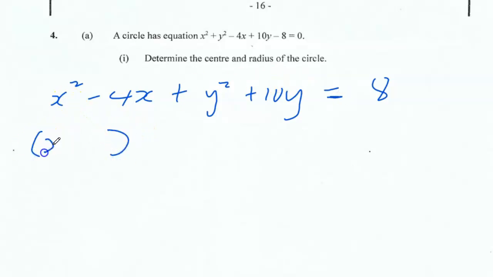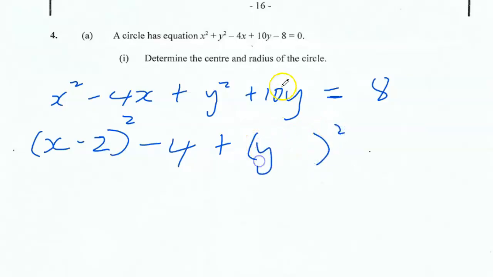So x, split the b in 2, minus 2 squared, and notice when you expand, you have x squared minus 4x plus 4. So we subtract the 4 because we only need x squared minus 4x. Then y squared, split the 10, we get 5. Notice when you expand, you get y squared plus 10y plus 25. But of course, we only want y squared plus 10y, so we subtract the 25, equal to 8.